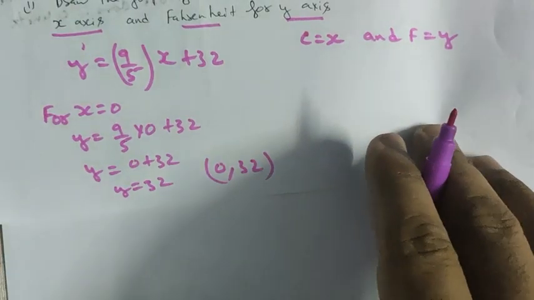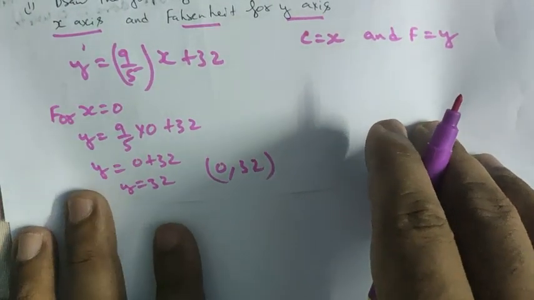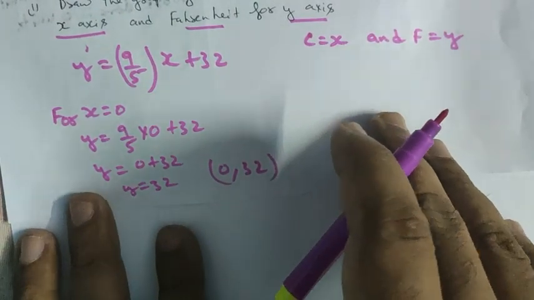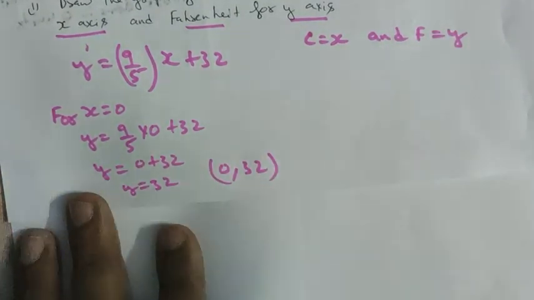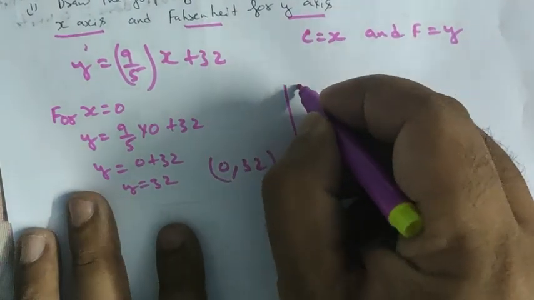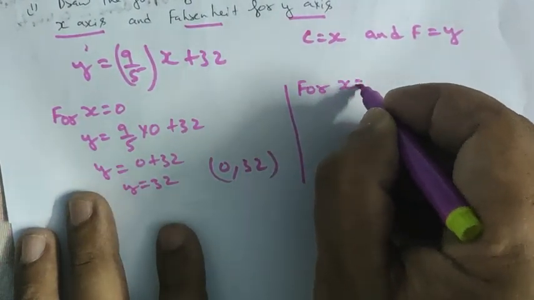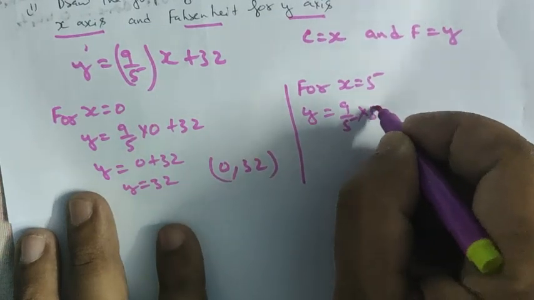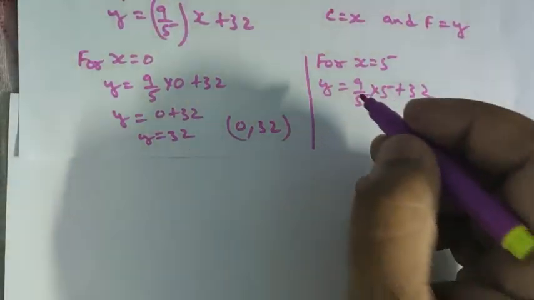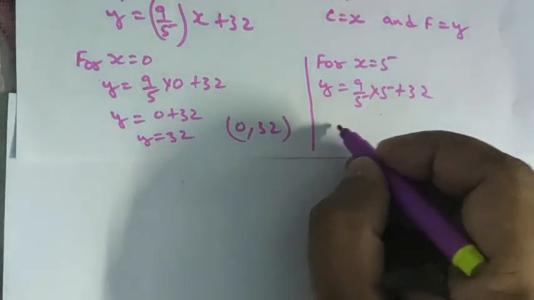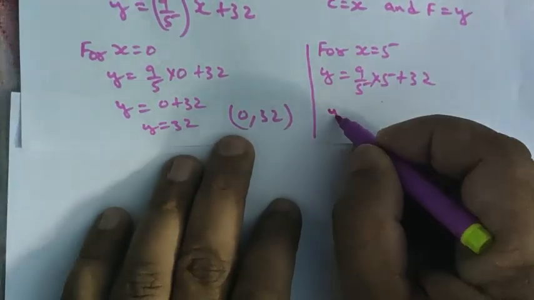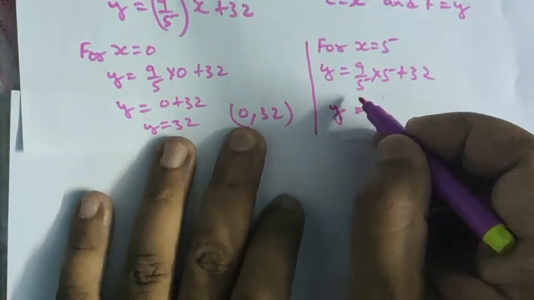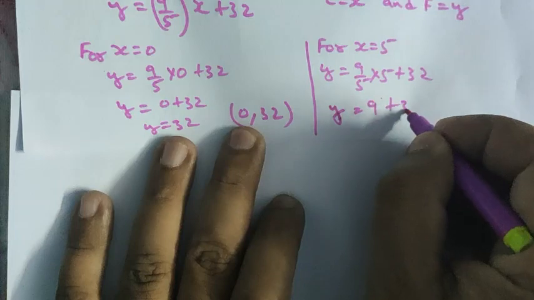Now the second solution pair, similarly, if we take the value of x as 5, for x equals 5, y will be 9 upon 5 into 5 plus 32. Okay, now this 5 and 5 will cancel out, so y will be equal to 9 plus 32.